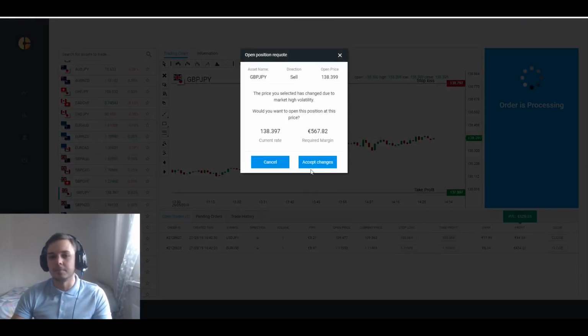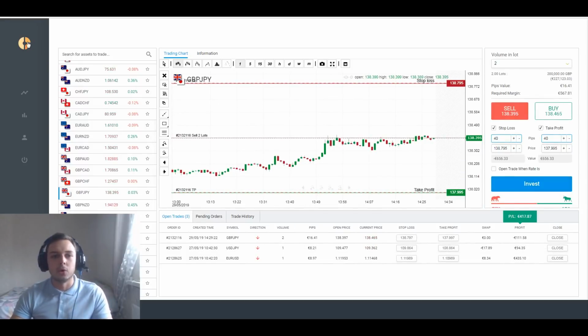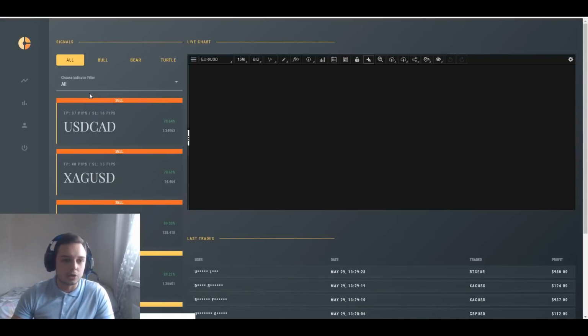And there we go. Order processing, accept changes. It's not big changes at all. And there we go. Order successful. Now we have one trade open and we can move on. So let's have a look at other trades.